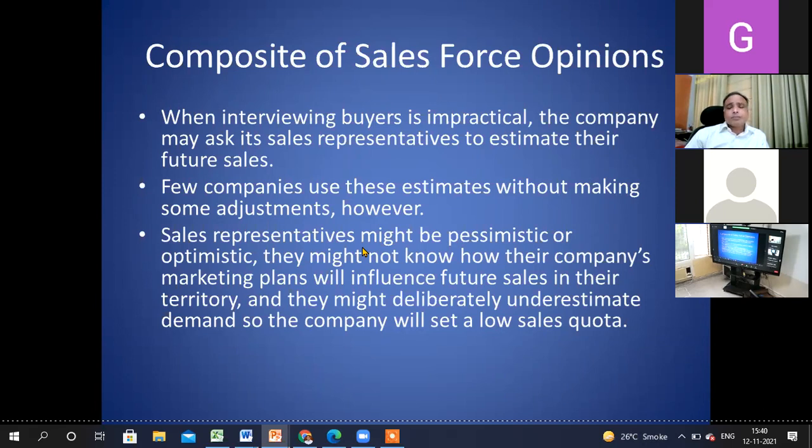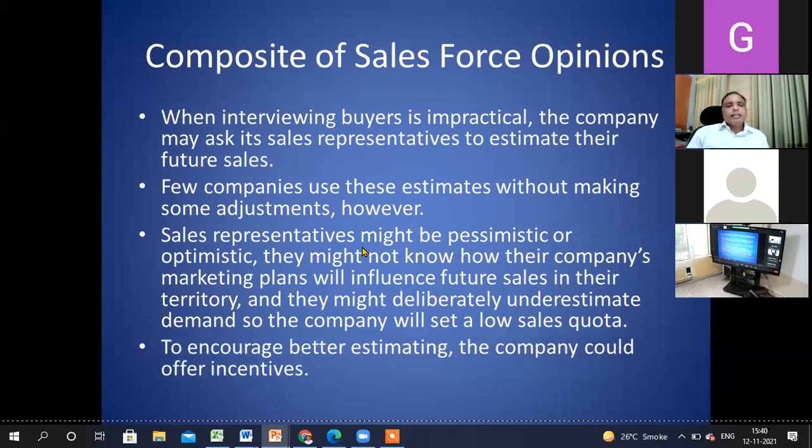So the sales force plays a very, very important role, because the sales force creates a bridge between the company and the consumer. To encourage better estimating, the company could offer incentives to the sales force, and the sales force then motivates the retailer: you use this product, we are going to offer this kind of discount.